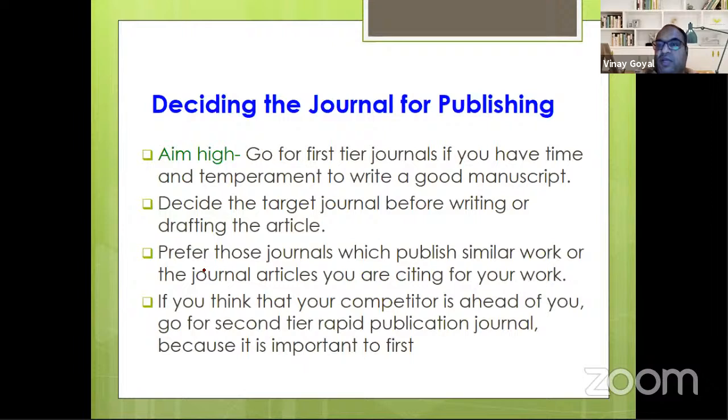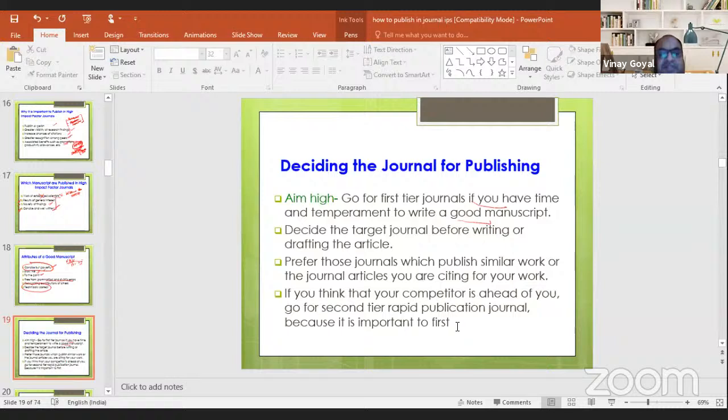This I have already discussed, how to decide the journal for publishing. Definitely you should aim high. Go for the first research journal if you have time and temperament to write a good manuscript. So you should definitely try for B category or A category, if not A star, at the initial stage. But as I said, it requires a lot of temperament and a lot of patience, because they take a lot of time. I'll show you one of my papers, which was recently published in an A category journal.